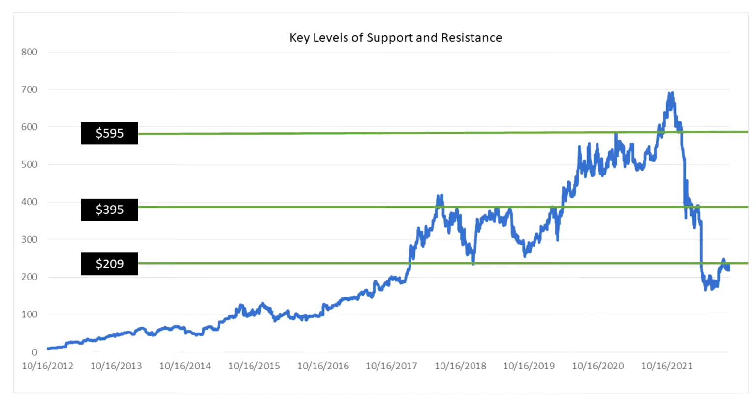And as you can see, the Netflix stock behaves very well in between the areas of support and resistance, especially respecting that 209 and that 395 line.